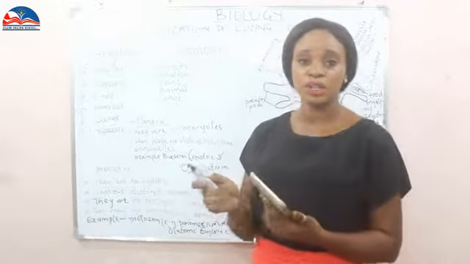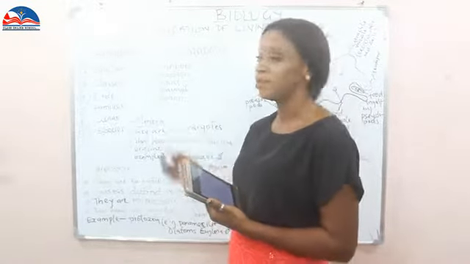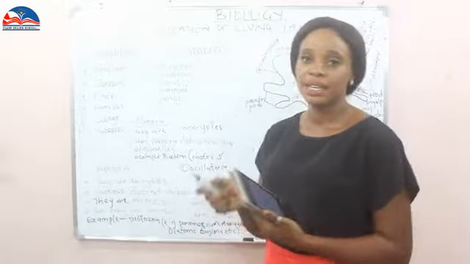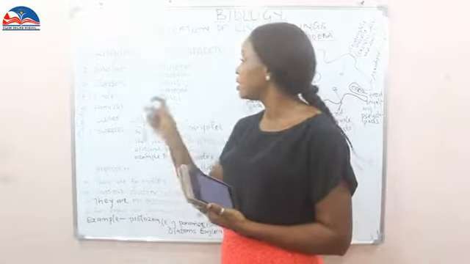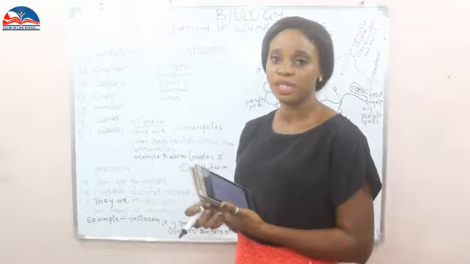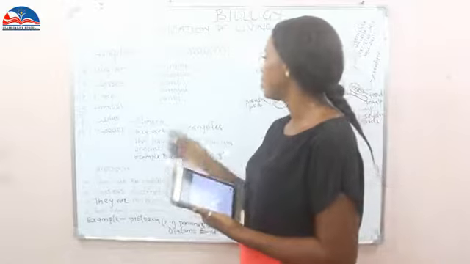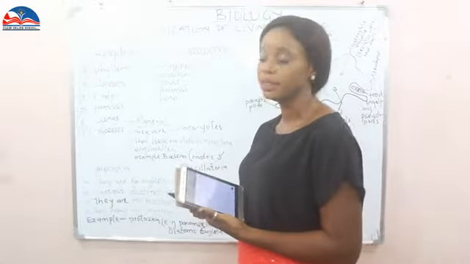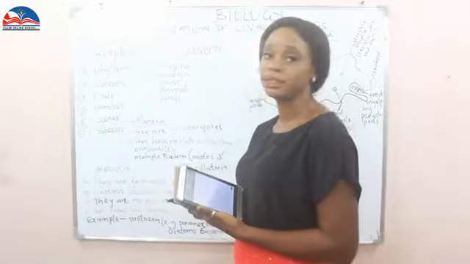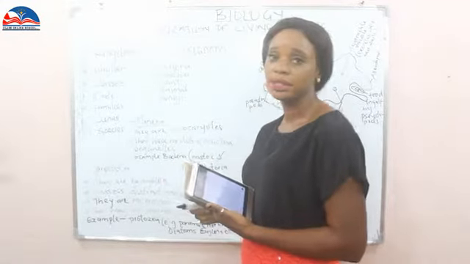Because of your course of study as SS1, we're going to be talking about the kingdoms. The kingdom is the most important level of classification of living things. Currently, we have 5 kingdoms. We have the kingdom Monera, we have the Protista, we have plants, animal, and fungi.